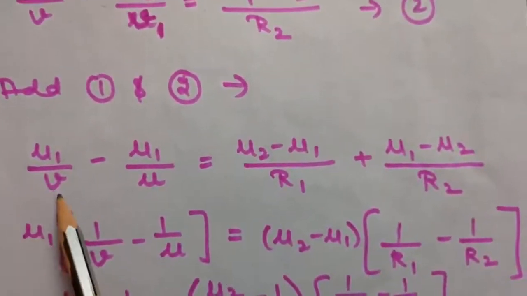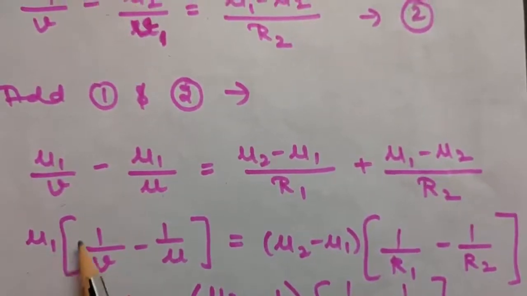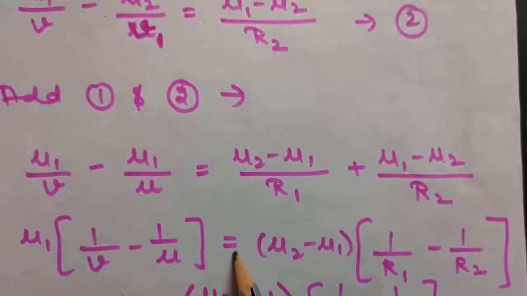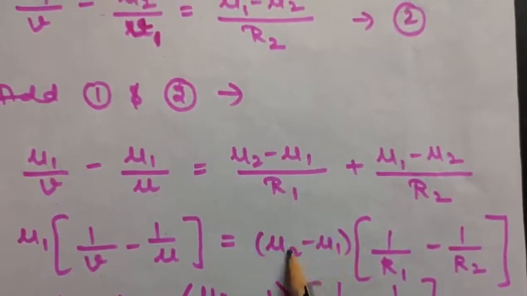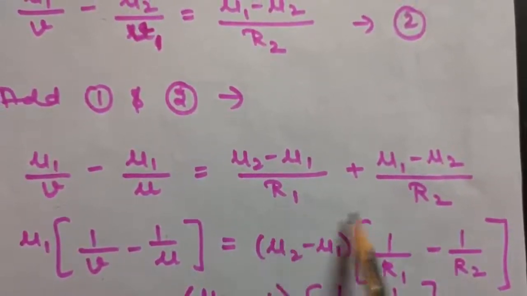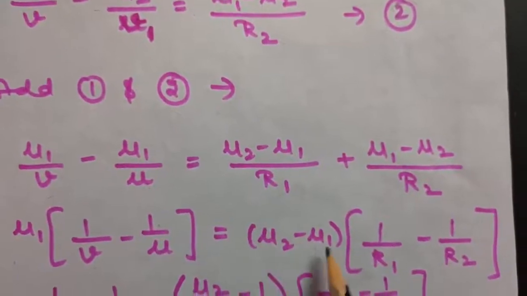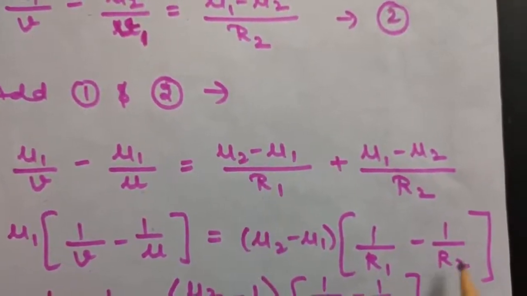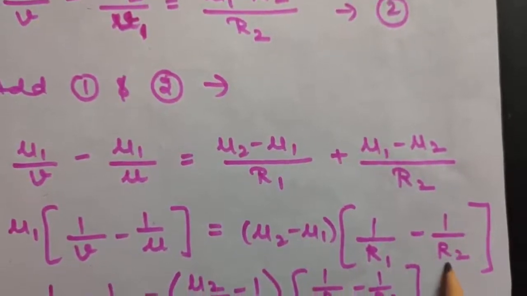So I am taking mu1 common from these two. So you will be left with 1 upon v minus 1 upon u is equals to, I am taking mu2 minus mu1 common from this quantity. So you will be taking mu2 minus mu1 into, you will be left with 1 by r1 minus 1 by r2.